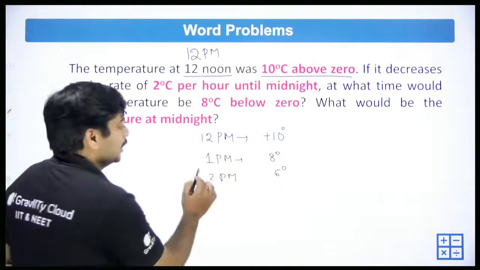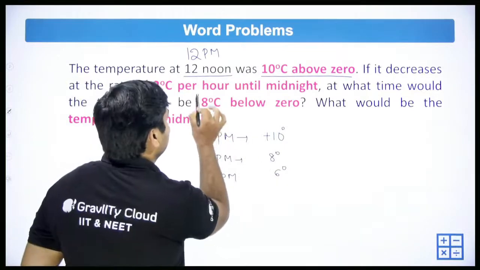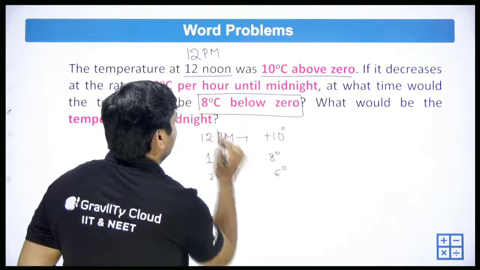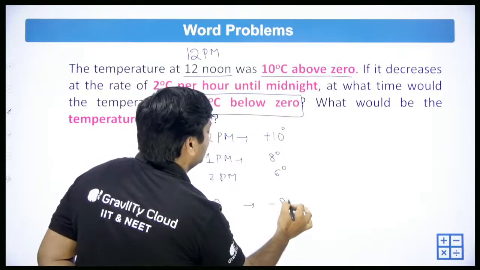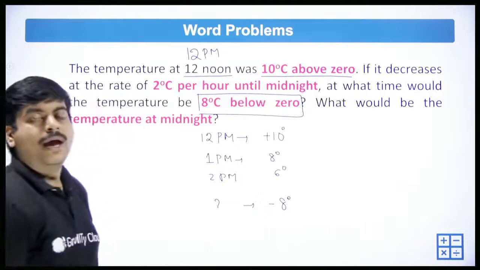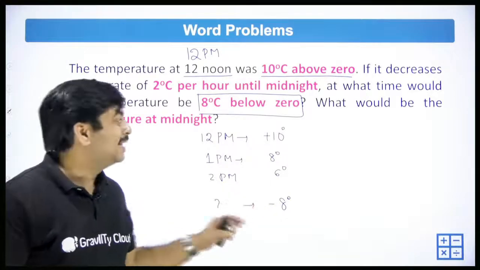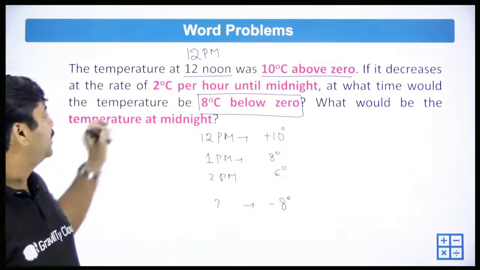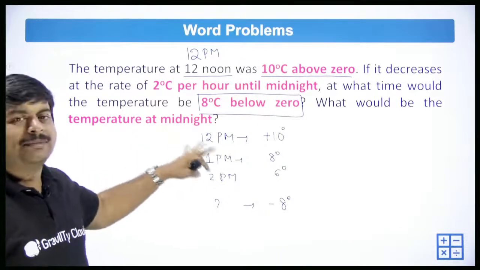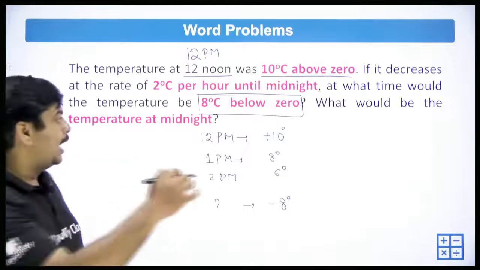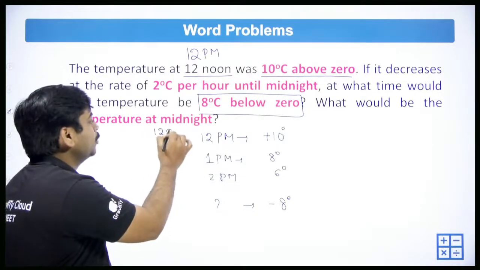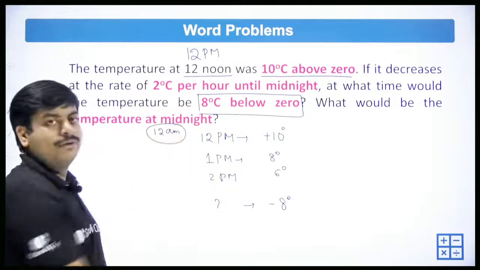Careful. It is not 8 degrees, it is 8 degrees below zero. That means at what time will you have minus 8 degrees? And what would be the temperature at midnight? Midnight means the middle of the night, at 12 a.m. Okay, we'll come back to this second question.